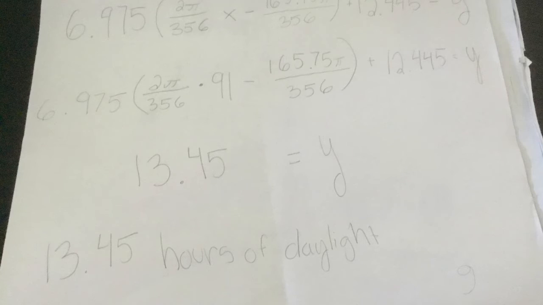So part B states that it wants to know how many hours of daylight there will be on the 91st day of the year. In order to find that, we will take the equation that we found earlier and plug in 91. After doing all the math, we'll get 13.45 hours in the day. That means that there will be 13.45 hours of daylight on the 91st day of the year, just by plugging it into the equation.